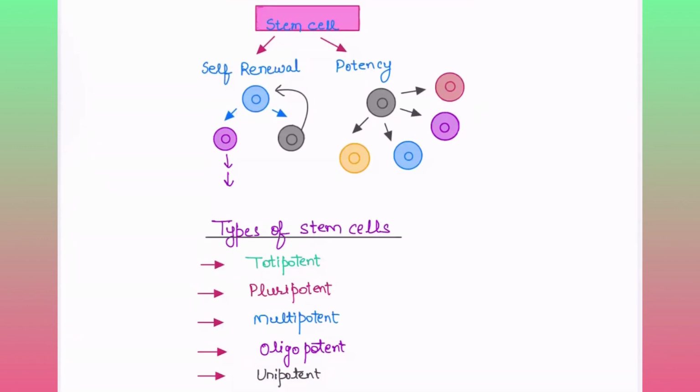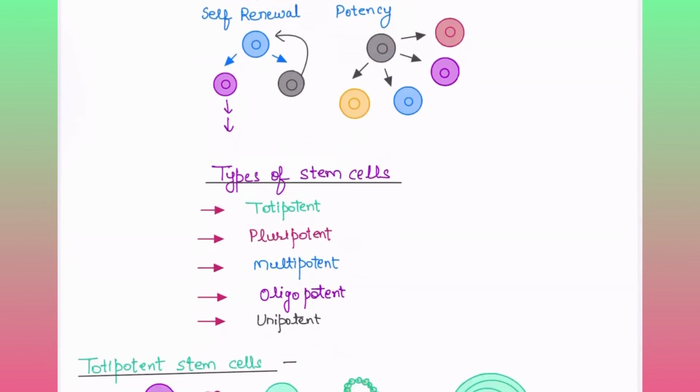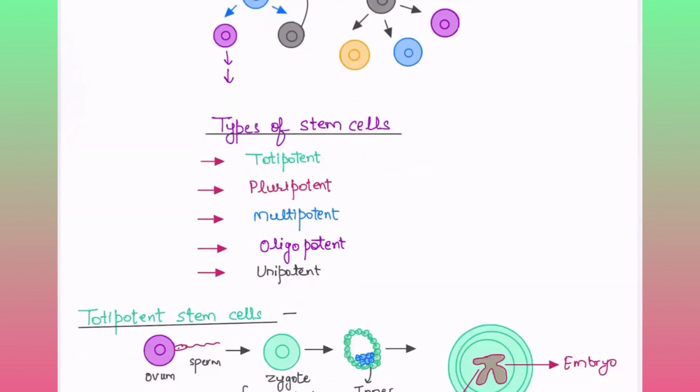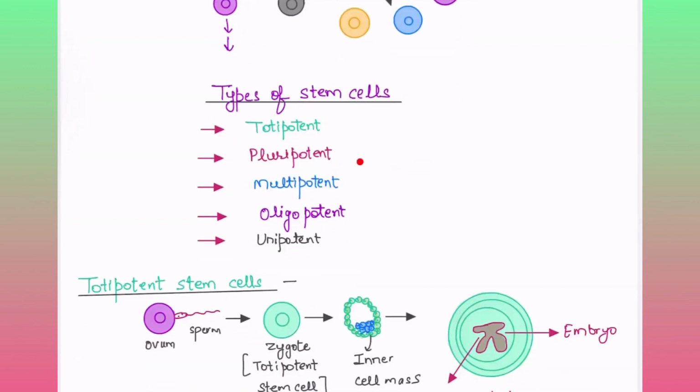So basically, stem cells have two properties, self-renewal and potency. Self-renewal means that they can give rise to more of itself, whereas potency means they can give rise to any of the cell types. Potency can also be called capability. The stem cells can be categorized as totipotent, pluripotent, multipotent, oligopotent, and unipotent, and this is the decreasing order of potency. Totipotent are the most potent cells.